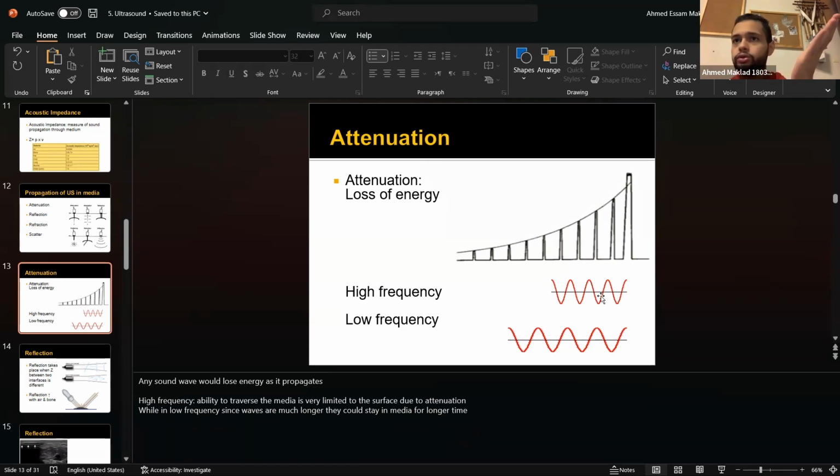Now they can't pass through bones, right? So they are reflected all back. So you don't lose energy. But when they pass through something like the liver, some of them are absorbed, some of them are stopped, right? And that's how you start losing energy in sound waves. And that's what gives you different attenuations in the image. All right?